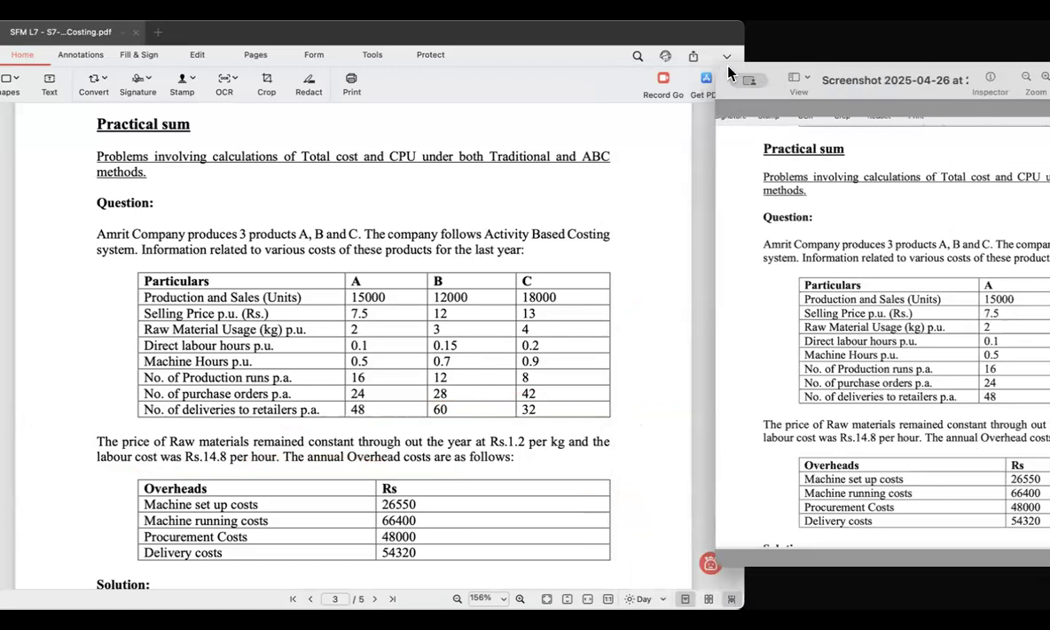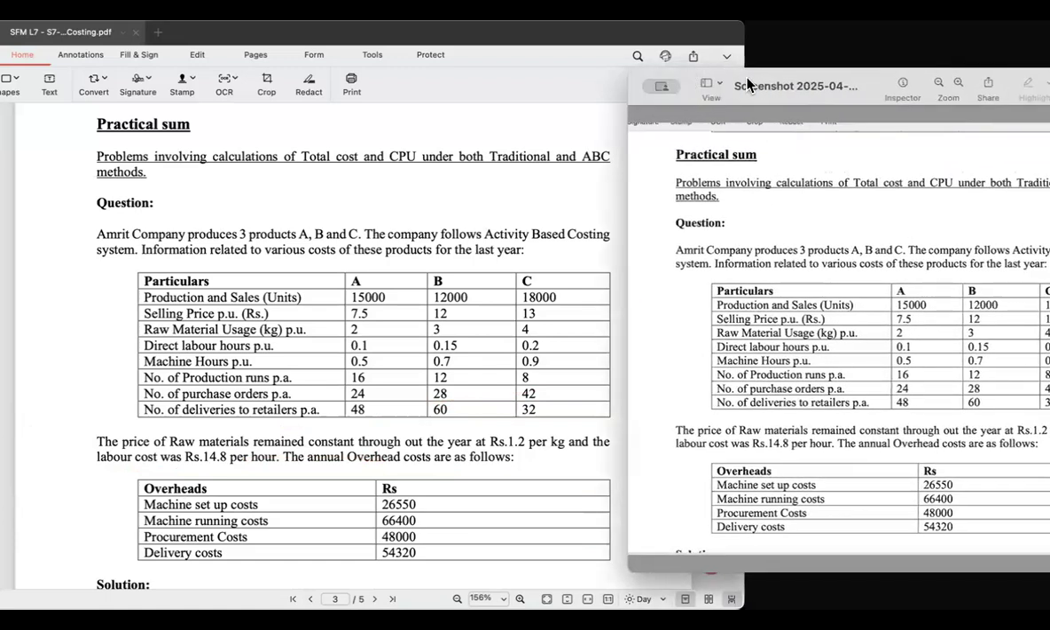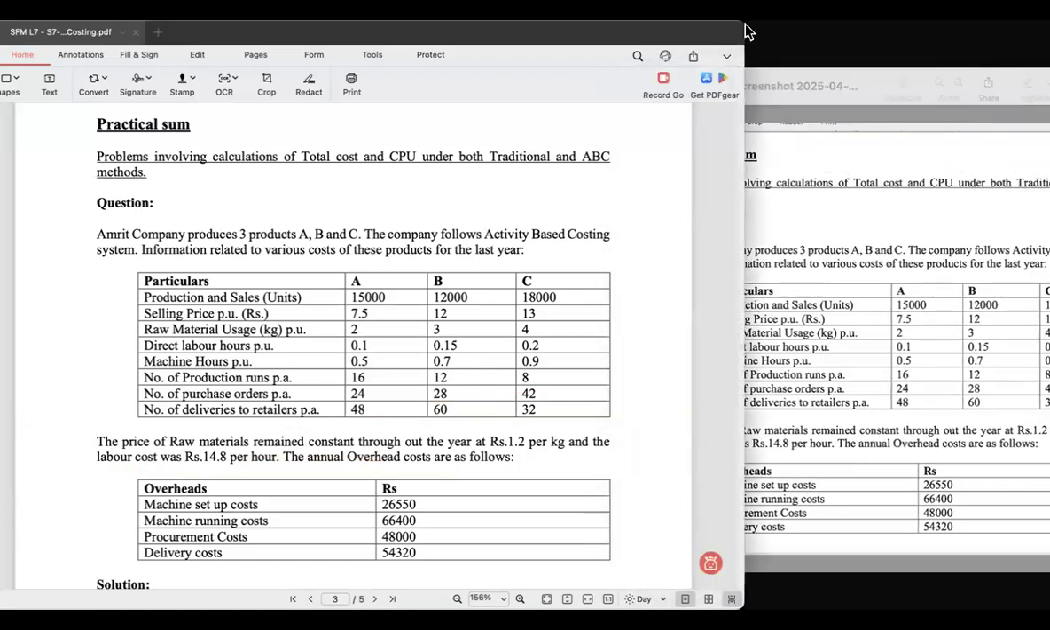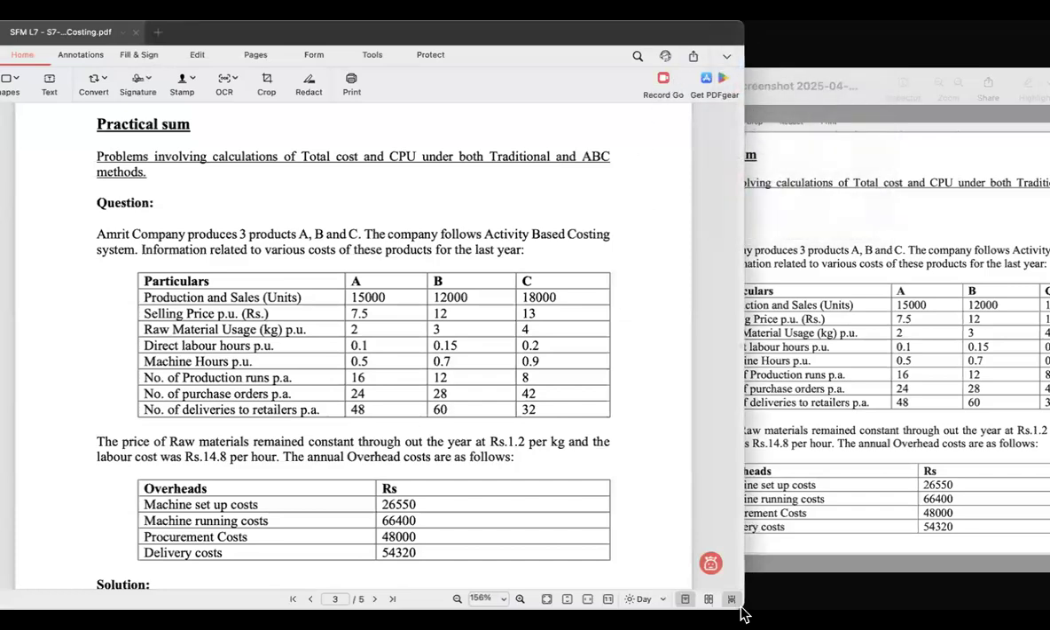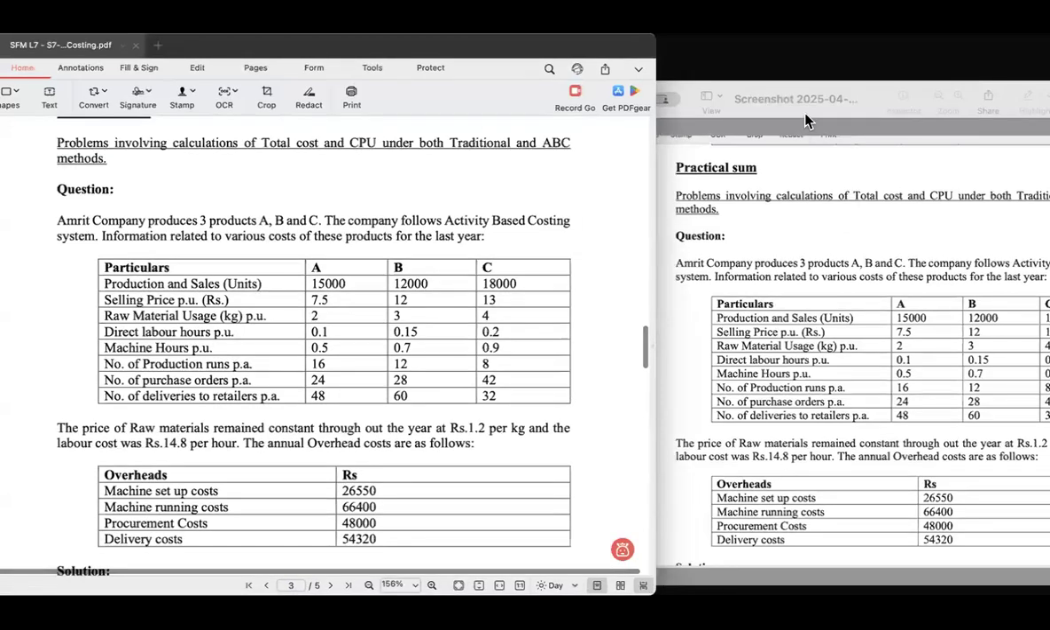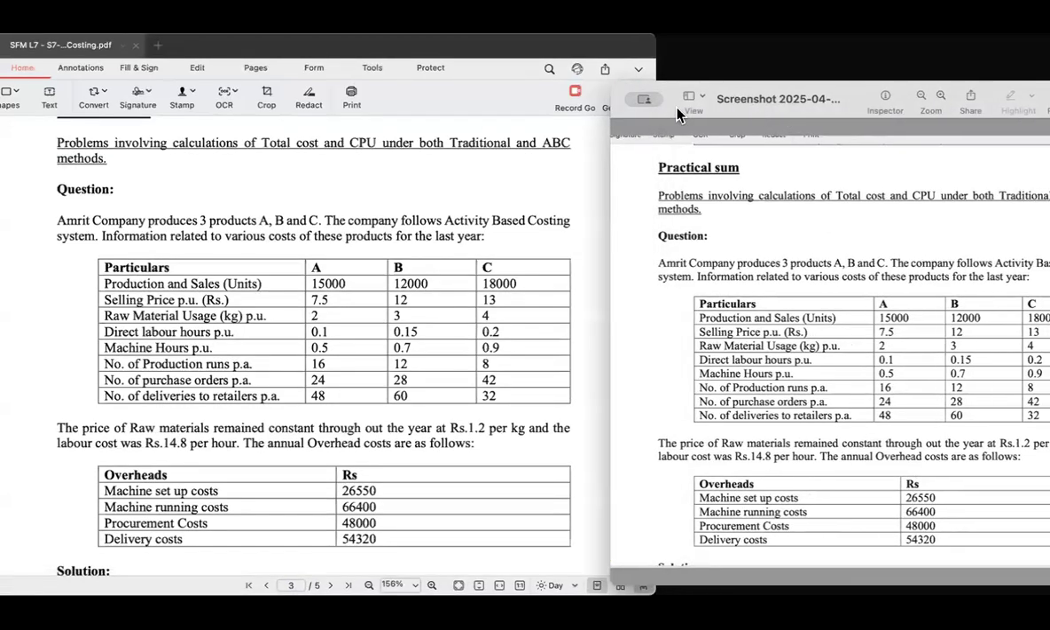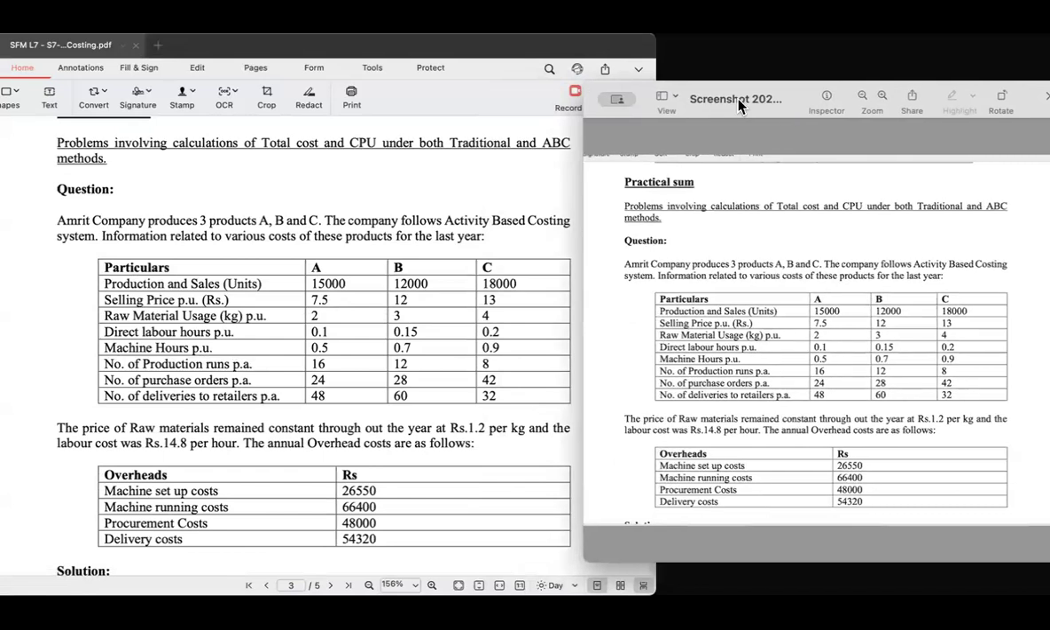Let me adjust the screen. I think I will have to make this a little smaller. Oh, how do I do that? It's difficult to make this screen small. Okay, that's better. Okay, let me get this smaller as well.